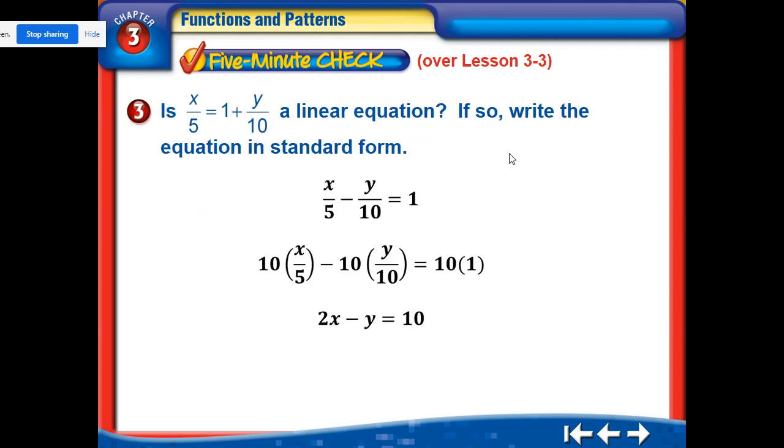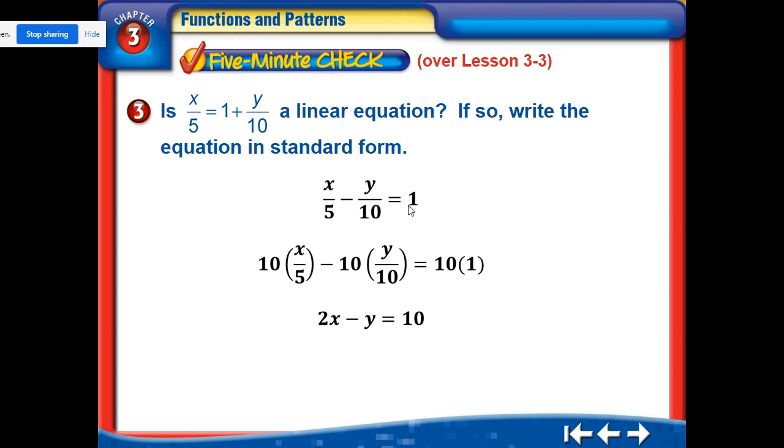All right, what about this one? Oh, big fractions on this one. This one is linear. It follows all the rules. But now I have to move things over. So first I'm going to take that y over 10 and move it over. It's positive, so when I move it over, it becomes negative. Notice the order I put it in. X, then y. So x over 5 and y over 10. Negative here.